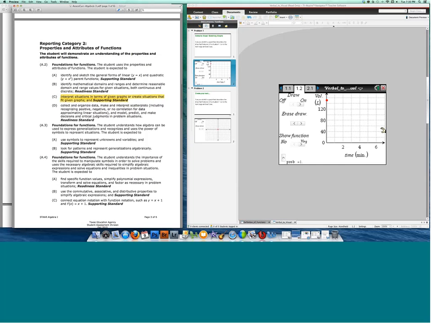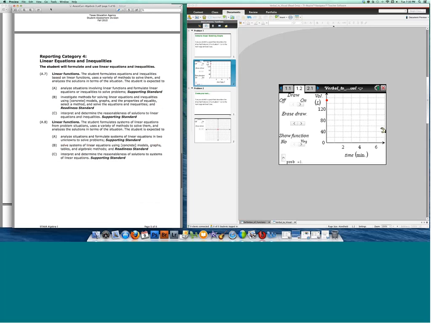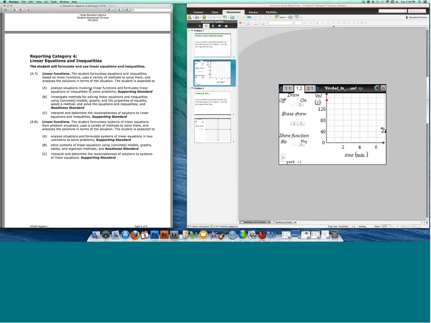And just to remind you, this document is actually from TEA. This is the assessed curriculum document that we're viewing the standards on. So these are the actual standards that are assessed on the EOCs. If we look at Algebra 7, B, and C, these standards right here: investigate methods for solving linear equations and inequalities using concrete models, graphs, properties of equality, select a method and solve the equations and inequalities, and interpret and determine the reasonableness of solutions to linear equations and inequalities.